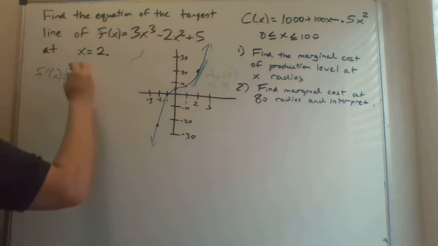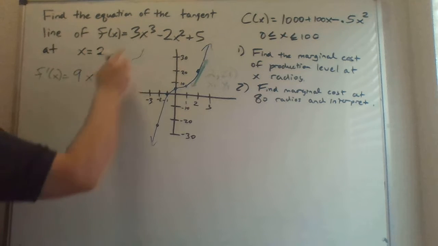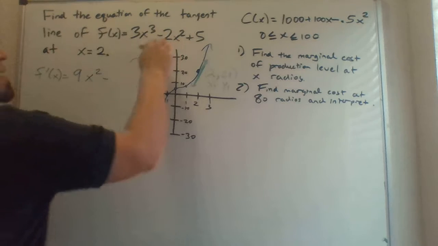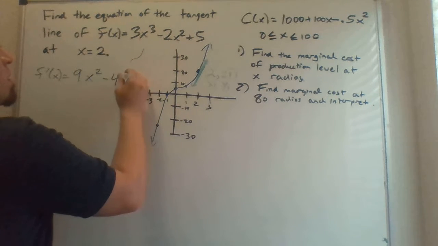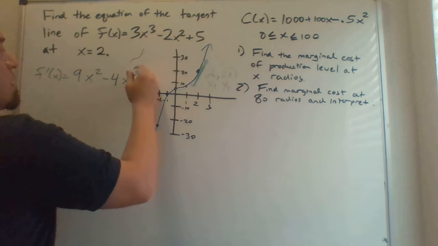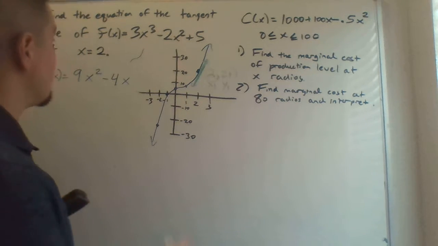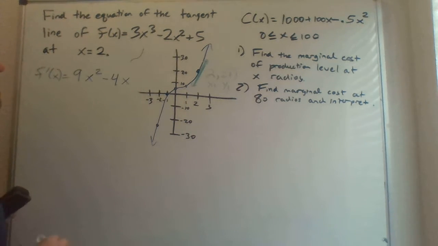It's 3 times 3, that's 9. Subtract 1 from the exponent, that's x squared. Minus 2 times -2 is -4. Subtract 1 from the exponent, you get x to the first. The derivative of a constant is 0. So we have found our derivative.